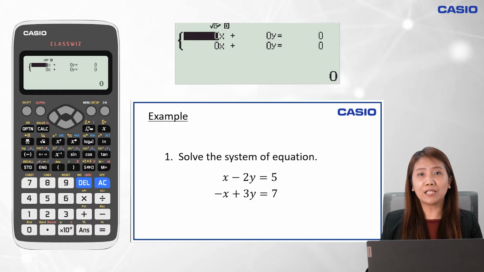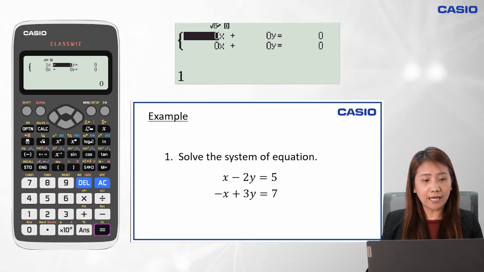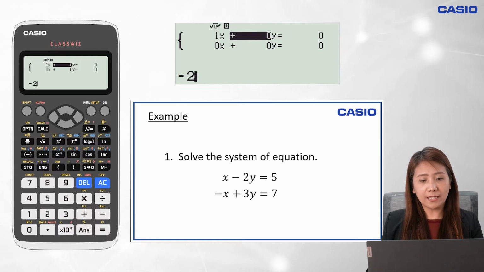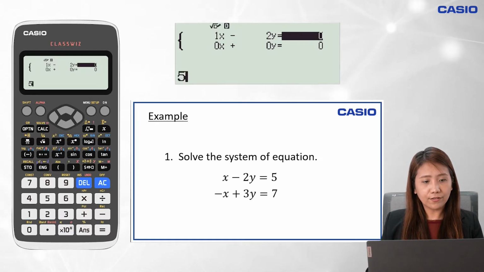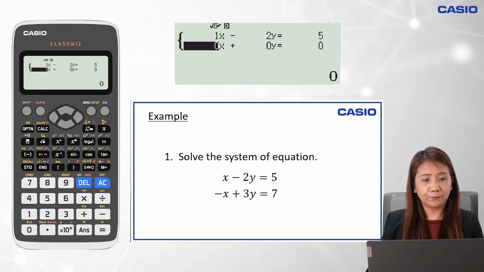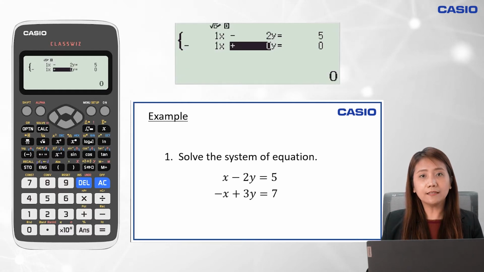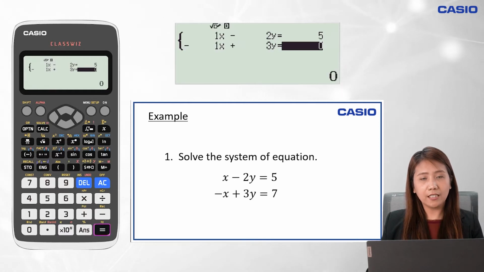Then, input the numerical coefficients and constant terms. Make sure that the equations are in standard form. For the first equation, we input 1, followed by the equal sign, negative 2, followed by the equal sign, and 5, followed by the equal sign. For the second equation, let's input negative 1, equal sign, 3, equal sign, and 7, equal sign.